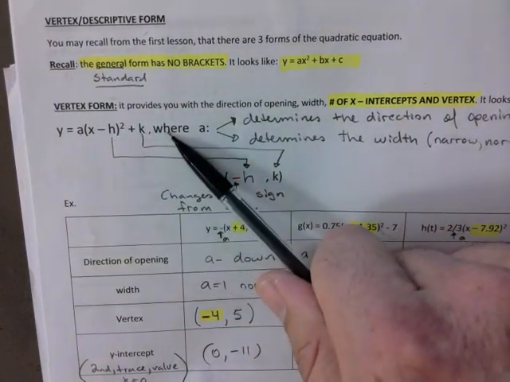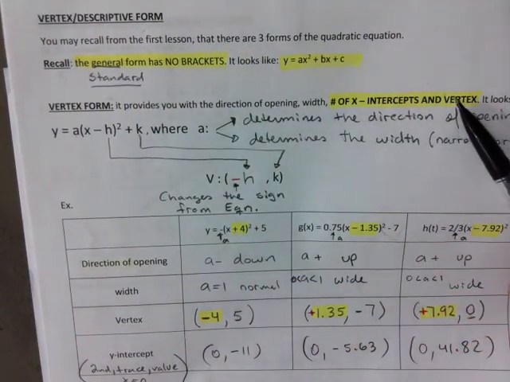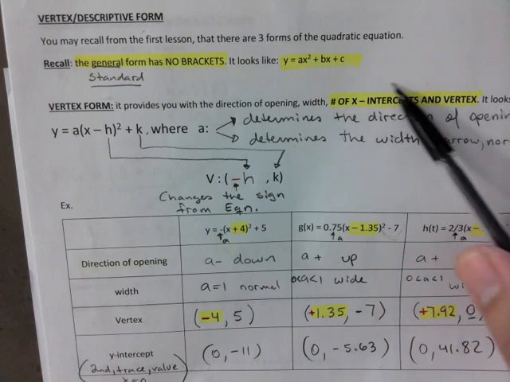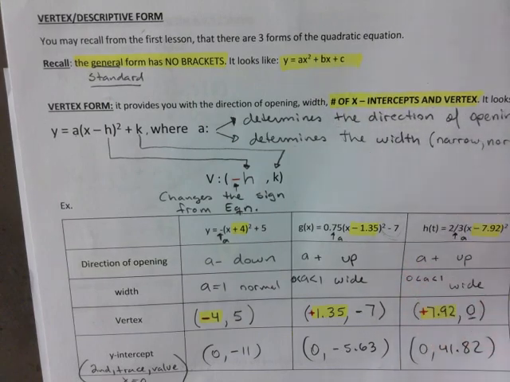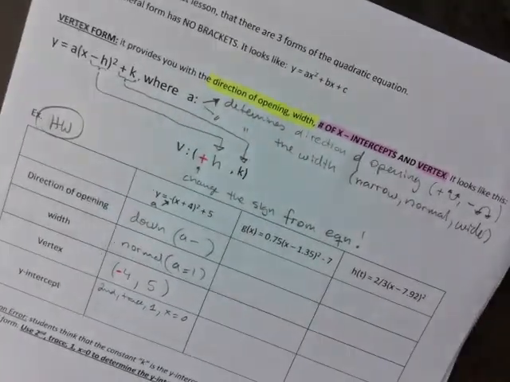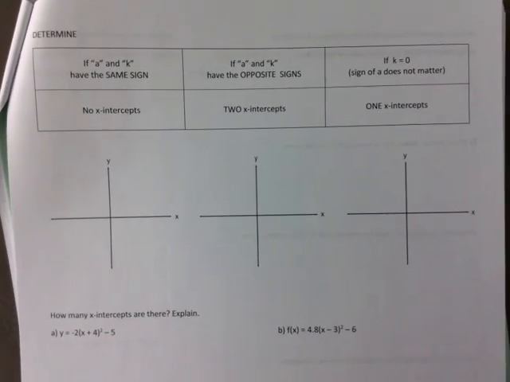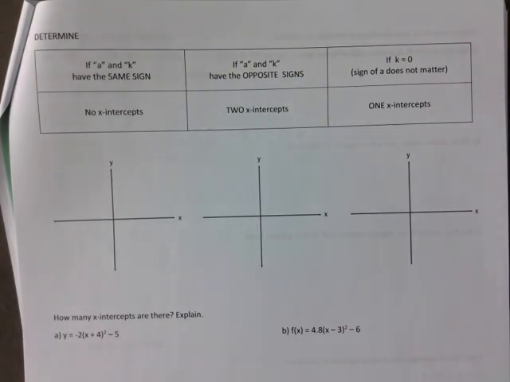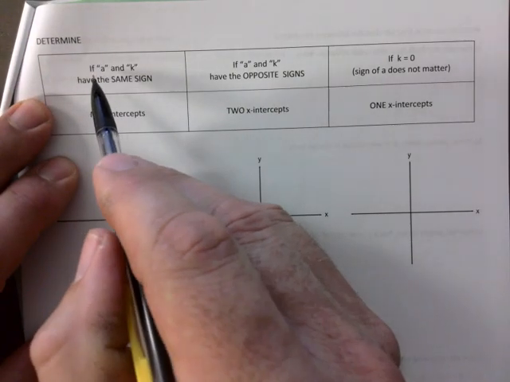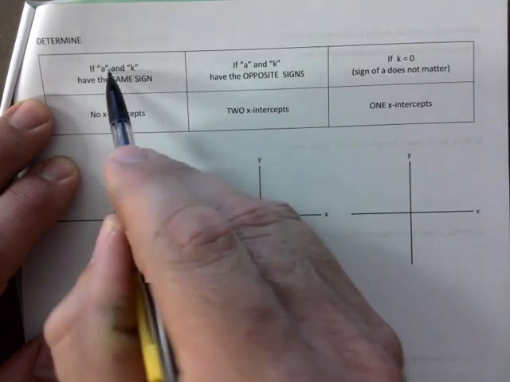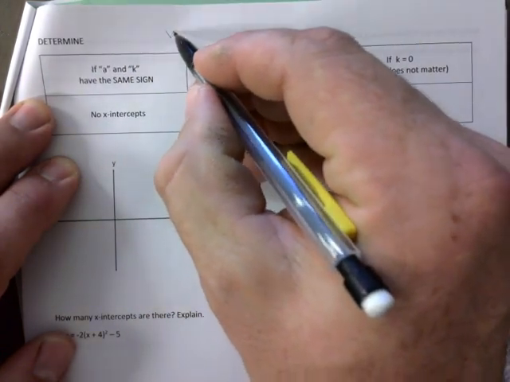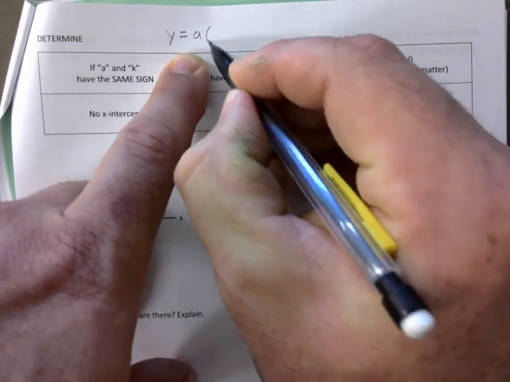So that's the main thing that the vertex form tells you. It gives us the vertex, but also the number of x-intercepts. It tells you that flat out, and I'll show you now if you pay attention. Let's go to this page, and we're just going to focus on how we can tell just by looking at the equation how many x-intercepts there will be. Here's the deal. Let's write out the vertex form.